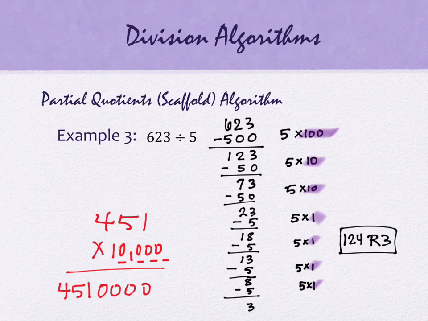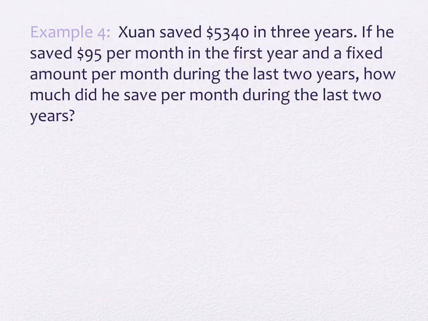Okay, the rest of what we're going to look at, the next 2 rather, are application problems with the different operations that we've done, not just multiplication or division, but with all the processes that we've done. So we have Juan. Juan saved $5,340 in 3 years. If he saved $95 per month in the first year and a fixed amount per month during the last 2 years, how much did he save per month during the last 2 years?